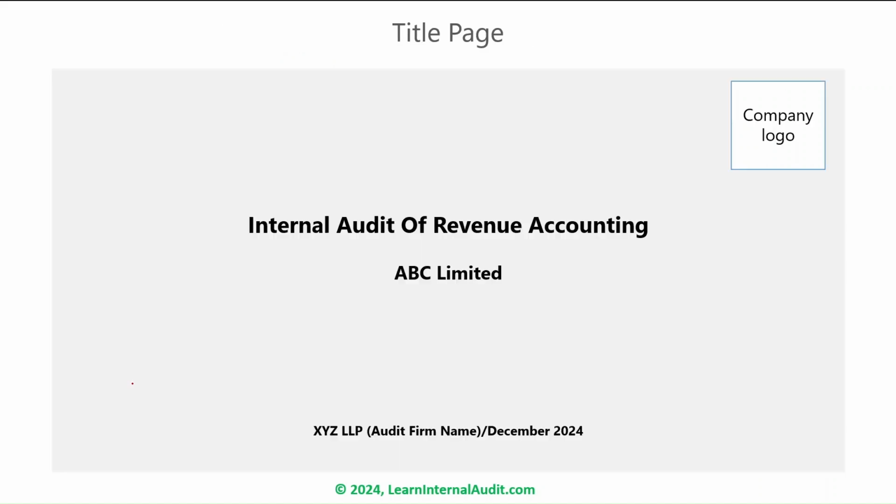So we start with the title page. Here we have given you an example of how a title page generally looks. You can have a better title page, or you can have some designs on the title page as per your convenience. But this is a general format of a title page where you include the audit department that you are auditing, the company name, and a company logo. You can write your firm name at the bottom and the month or the date in which you have audited.